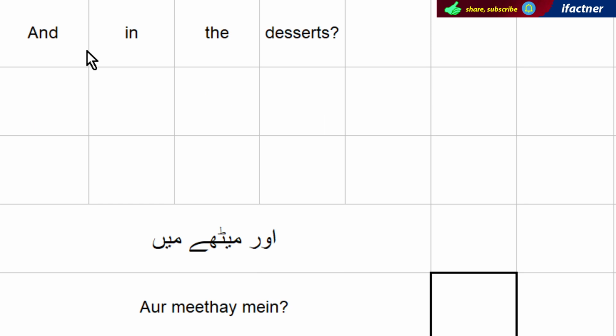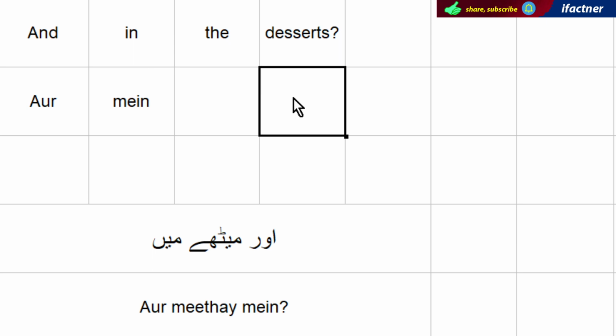Now the waiter asks, and in the desserts? In Urdu, और मीठे में. So now let's see how we translate and in the desserts in Roman Urdu. And is or. In is में. Desserts is meetha, sweets.